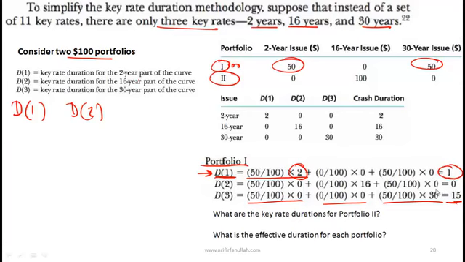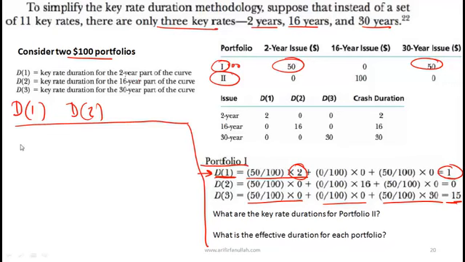Is that simple? For now just take my word for it and later you will see why. The effective duration is simply the sum of these key rate durations. But at this stage we'll say the 2-year key rate duration is 1, the 16-year key rate duration is 0, and the 30-year key rate duration is 15. Now let's see if you can do this exercise. What are the key rate durations for portfolio 2?